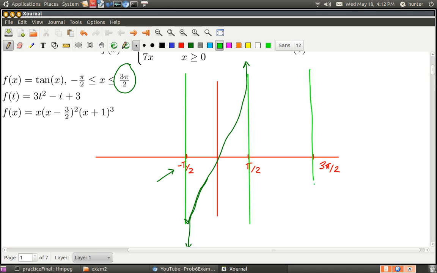So let me add the second period. Okay, so here's the second period of tangent. Oh, shoot. Okay, so turn this thing off. And it goes like this.